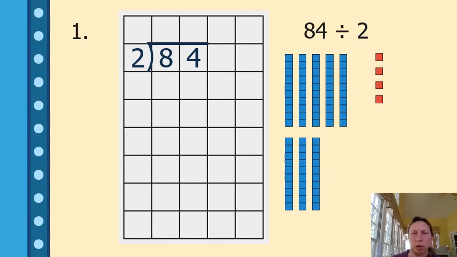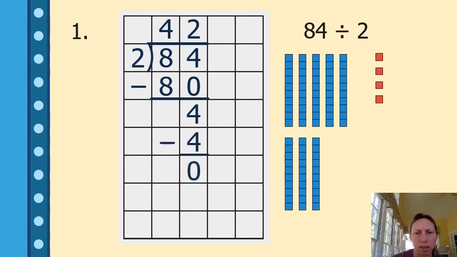All right, so they're just demonstrating here 84 divided by 2. So let's go ahead and do the math. 8 divided by 2 is 4. Our next step is to multiply. 4 times 2 is 8. Bring the 0 right there in the ones column. Now 84 minus 80, that's going to be 4. So now we move on to the ones column. 4 divided by 2, and that's going to be 2. 2 times 2 is 4. Subtract those, and you get 0.